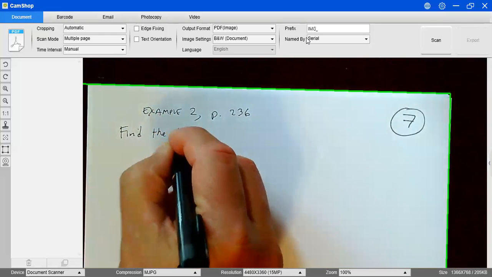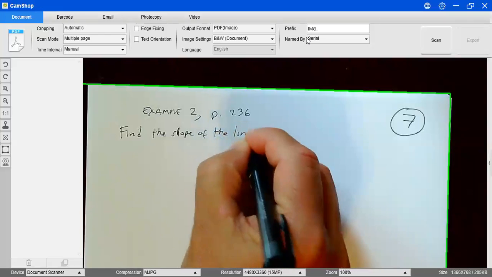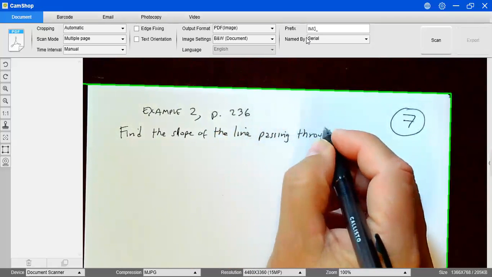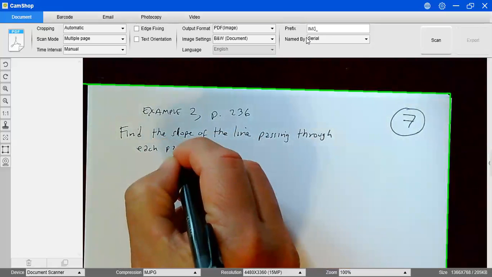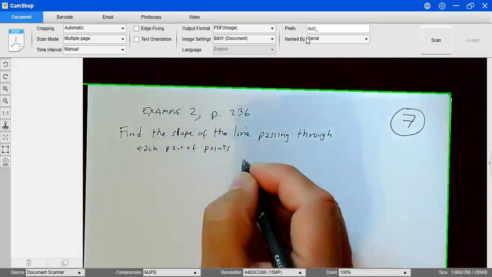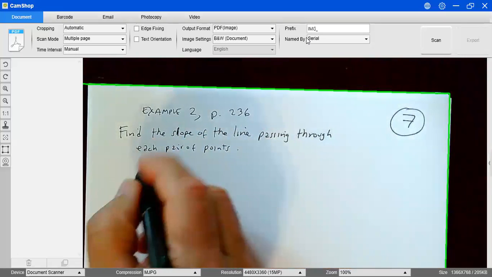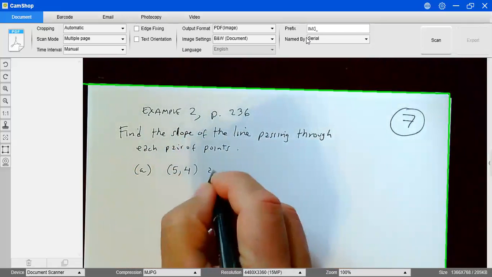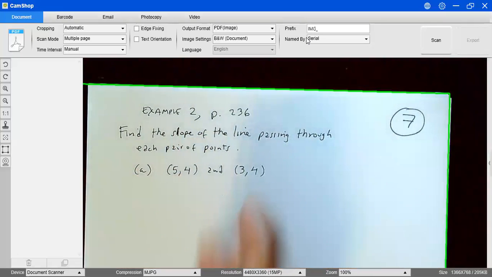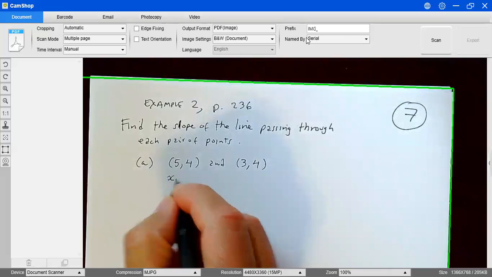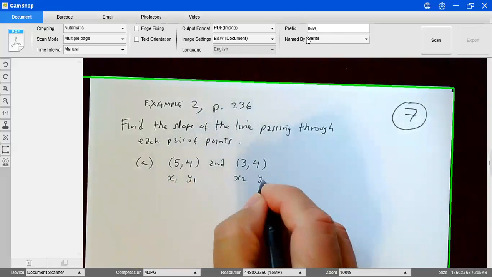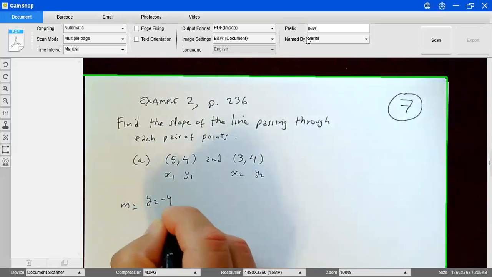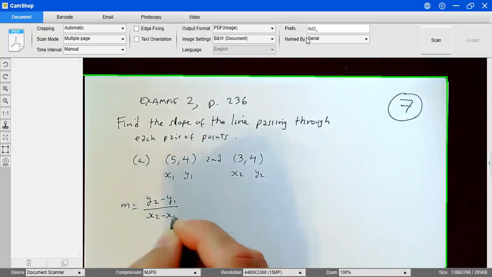Find the slope of the line passing through each pair of points. So it's a similar problem. First we have 5,4 and 3,4. So first labels: x1, y1, x2, y2. Then the formula: y2 minus y1 over x2 minus x1.